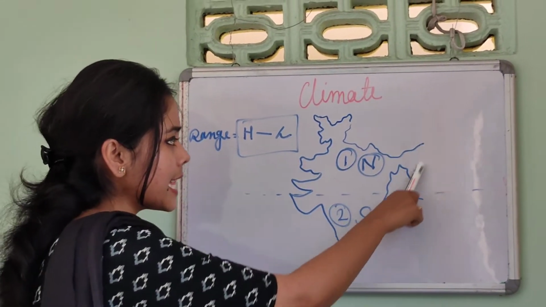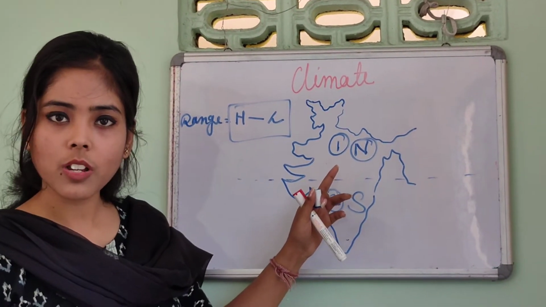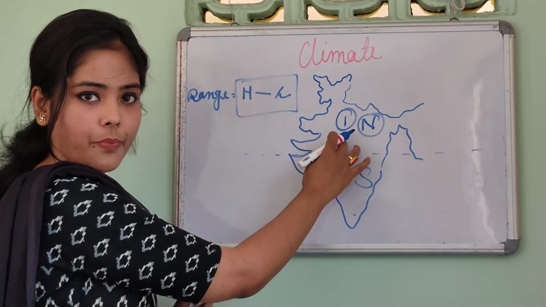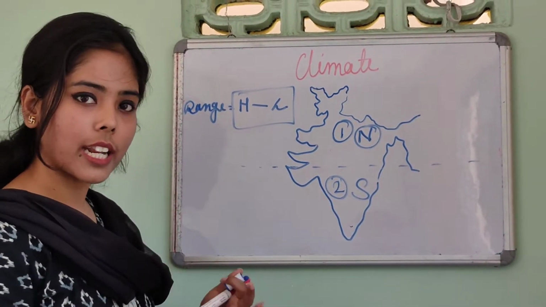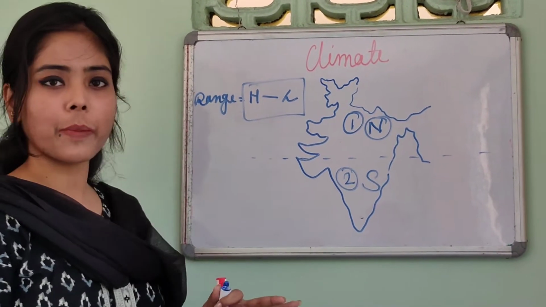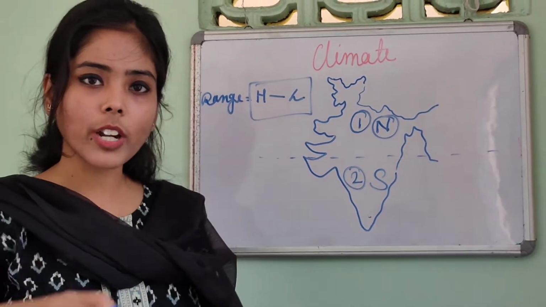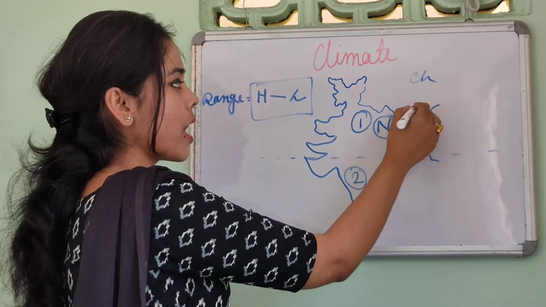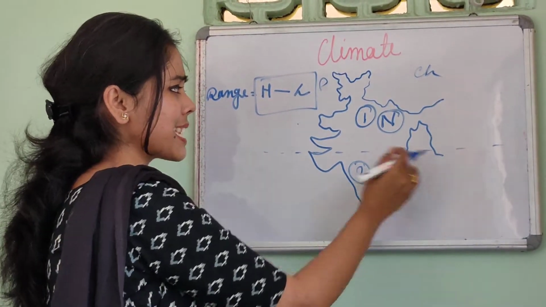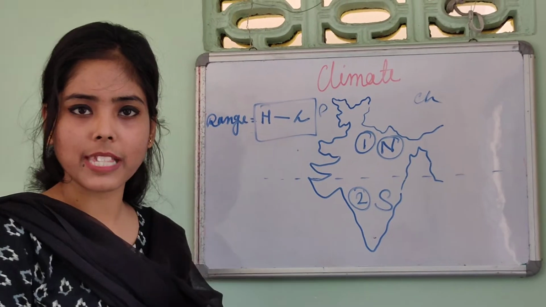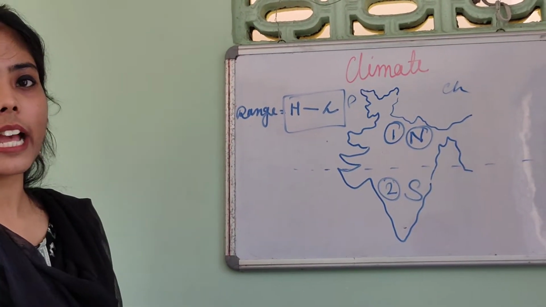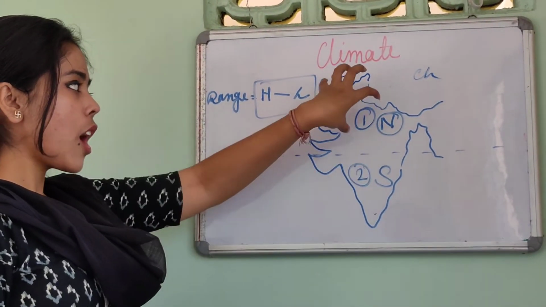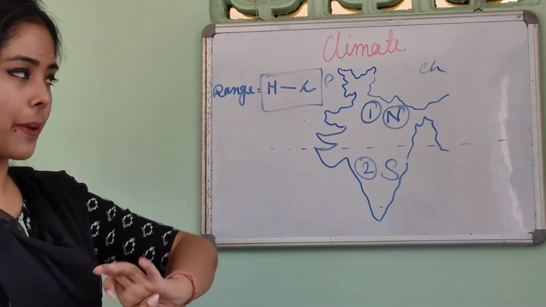Because in this region, can you see any ocean or sea? No, because it is a continental part. Afterwards, I will discuss what is continental and what is maritime. Continental means an area that is surrounded by the landmass. Here you will find China, here Pakistan, Afghanistan. So basically this part is surrounded by the landmass. That's why here the continental type of climate prevails.